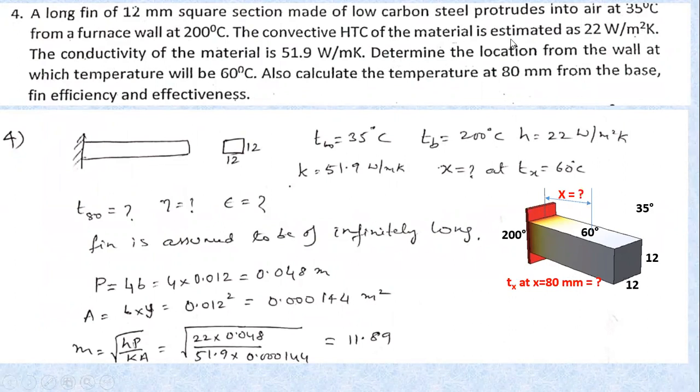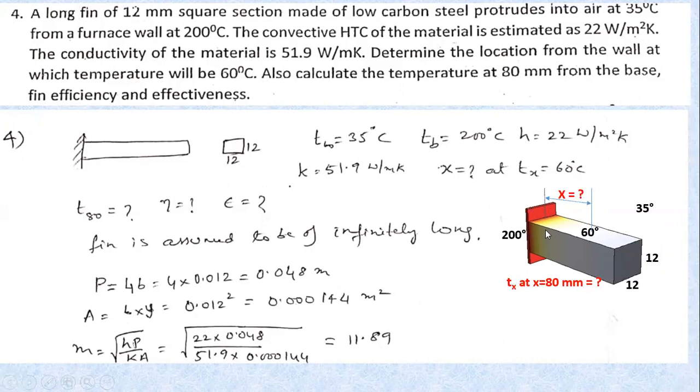The convective heat transfer coefficient of the material is estimated as 22, so h is given as 22. The conductivity of the material, k, is given as 51.9. Determine the location from the wall at which the temperature will be 60 degrees centigrade.